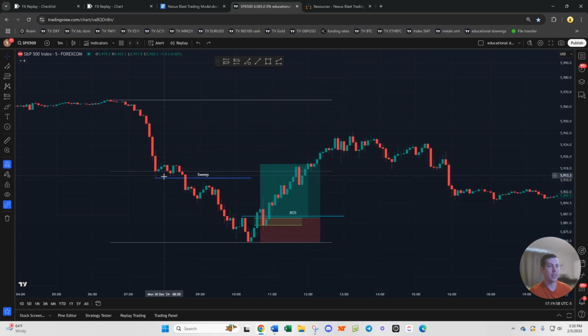So you can see with the strategy, we had our sweep, break of structure, fair value gap, entered on the retest, and targeted out for 2R. Didn't go up 1R and come back to break even, so this one just rode out for a nice win.